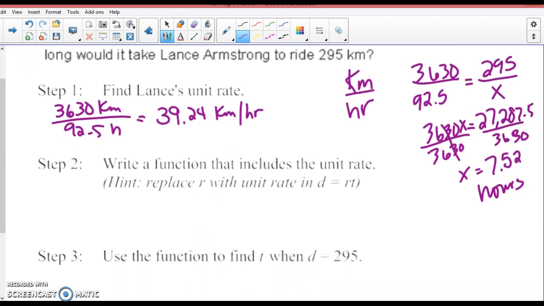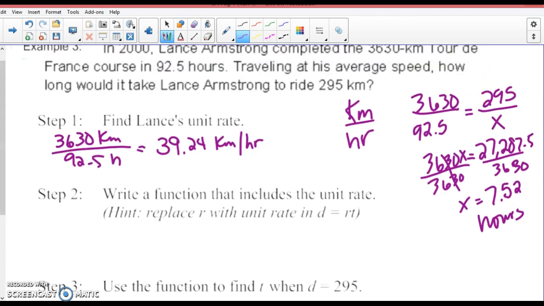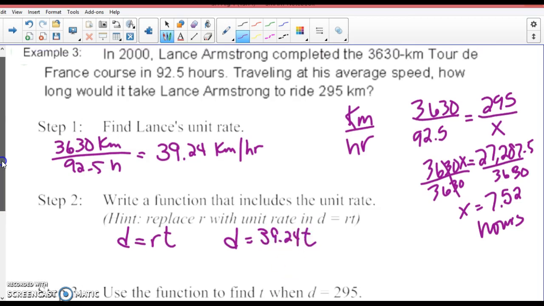Kilometers per hour is my rate. Write a function that includes this unit rate. Hint: replace the unit rate in distance equals rate times time. So, distance equals rate times time. Our equation is going to be the distance equals our rate, 39.24, times the time.